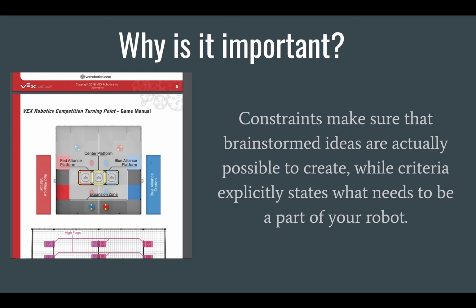Turning Point was notorious for the expansion zone, an area dictated by tape where you are allowed to expand taller than 18 inches in height. This is a constraint because of how it limits the robot/team.